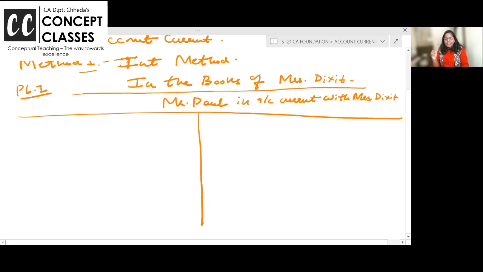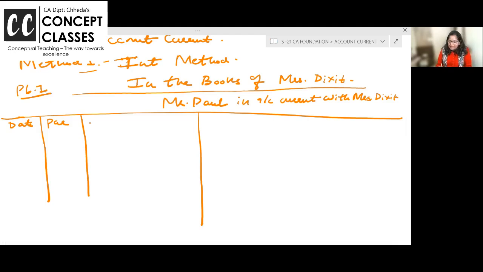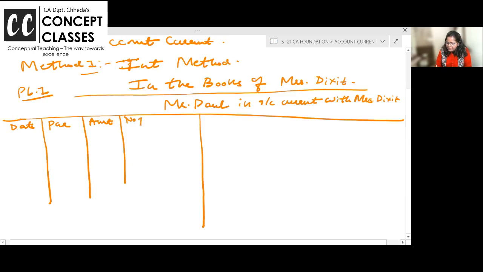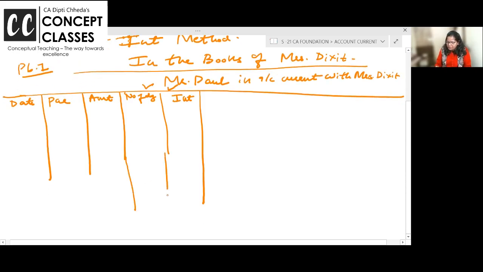Now divide your page, all of you, into date, particulars, amount, number of days and interest. The due date is the same because there are no grace days, otherwise we would have to make a due date column as well. Put a tick here. I'll tell you why I'm making you put a tick.